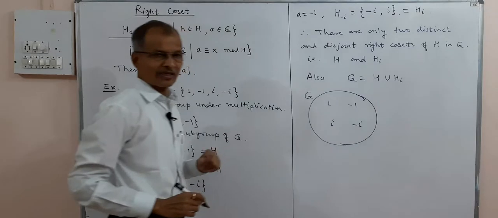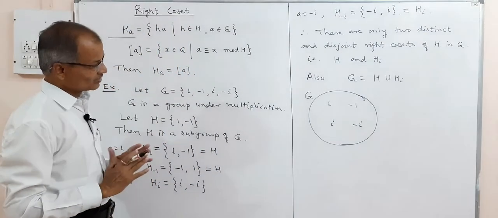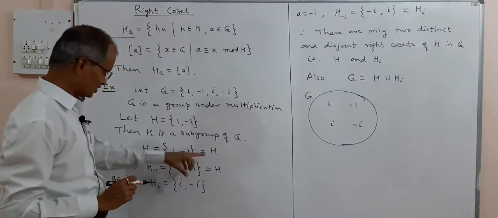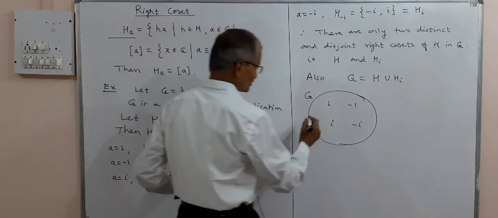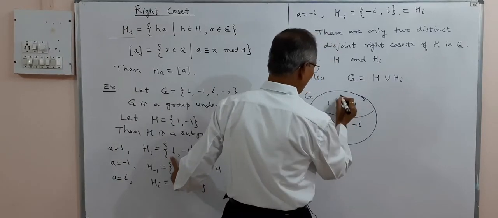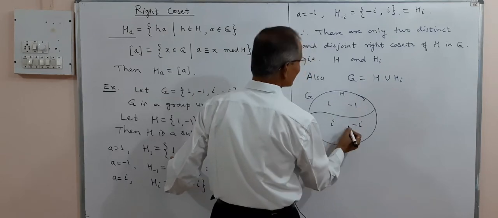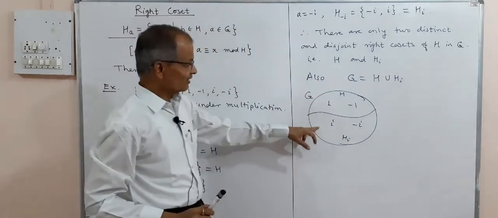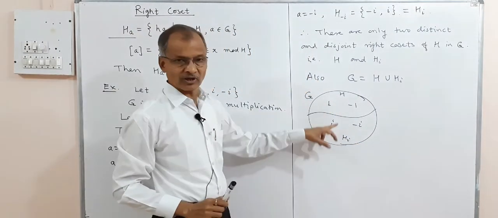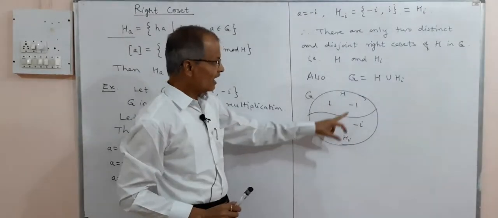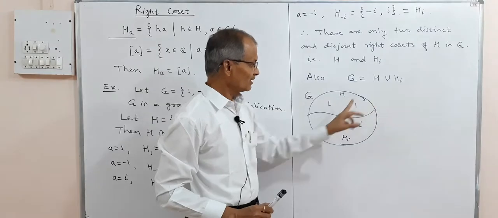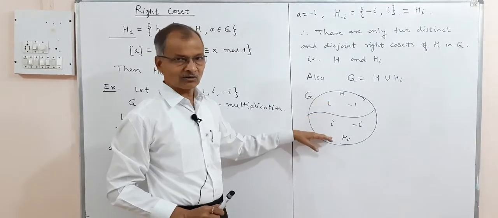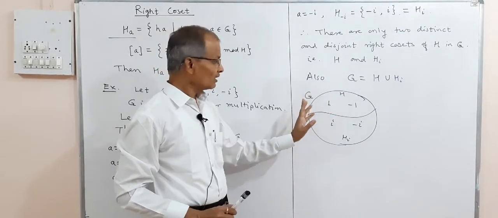Four elements are there, but these four elements are divided in only two right cosets. The first is H, which contains 1 and -1. So this part is H, and the remaining i and -i is the Hi. We may see these are disjoint, there is no element in common between H and Hi, and G is the union of H and Hi. So these are distinct right cosets, and distinct right cosets fill up the whole set G.